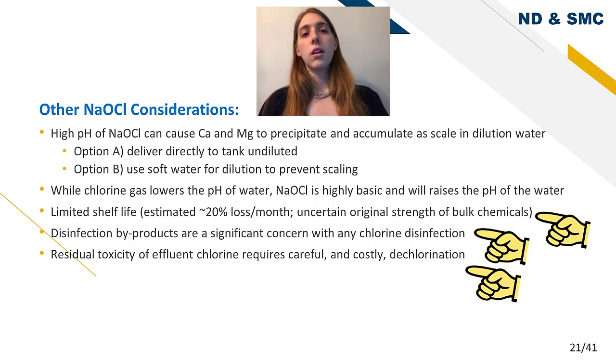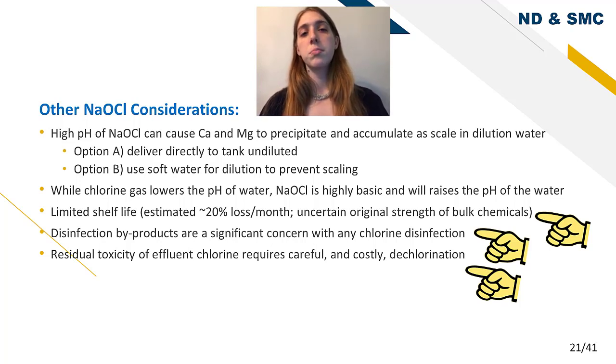First, its basicity can cause ions to precipitate as scale and accumulate on surfaces during the dilution process. To resolve this, the plant can either deliver the chemical to the tank undiluted or soften the water used to dilute the chemical. Second, the addition of sodium hypochlorite will raise the pH of the water, which St. Joseph's plant will have to monitor to ensure that the effluent pH is within the regulation levels. Third, the chemical has a very short shelf life, often losing over 20% per month, so this would require the plant to have frequent chemical deliveries.